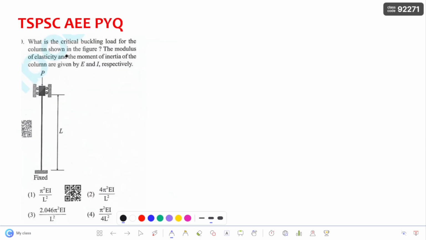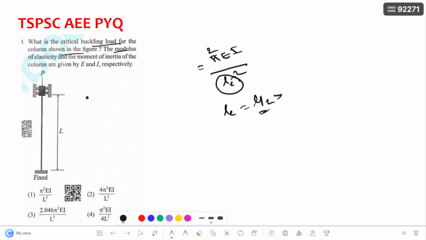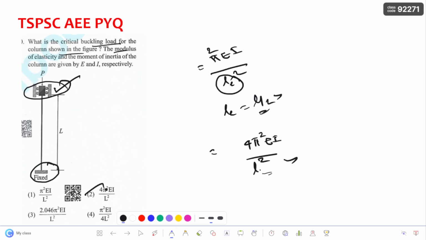And coming to this question, what is the critical buckling load for the column shown in the figure? You know that Euler's buckling load is given by pi square EI by LE square, where LE is the effective length of a column. LE is equal to L by 2 because here it is a fixed condition, and the other side also is a fixed condition. This is a fixed condition, remember this thing. So LE is equal to L by 2, you will get 4 pi square EI by L square. The second option is the right answer.